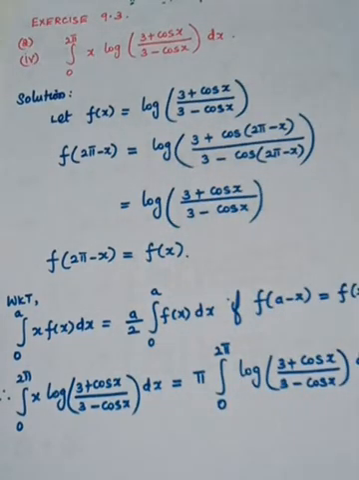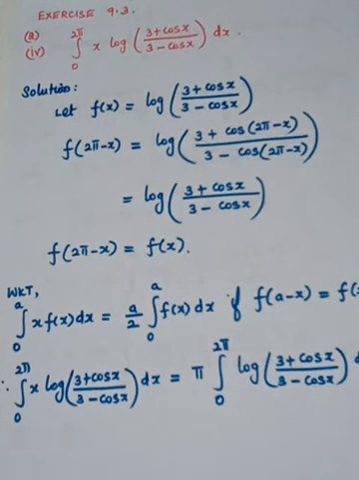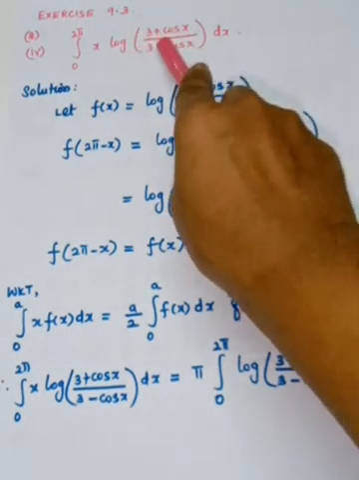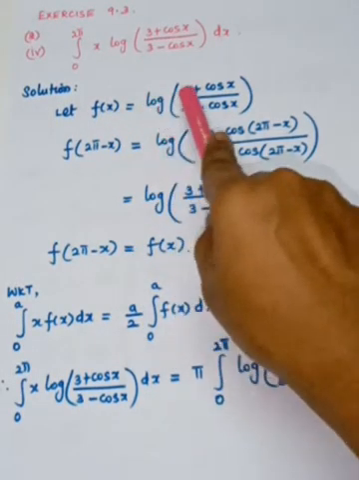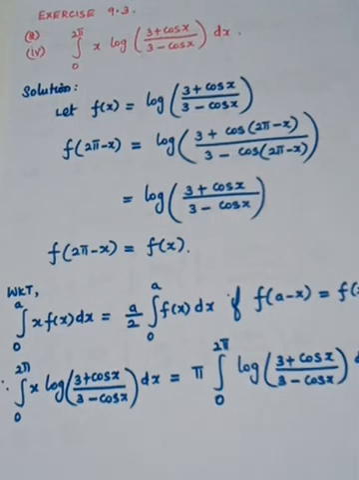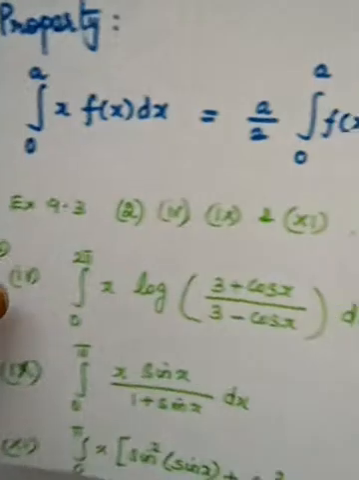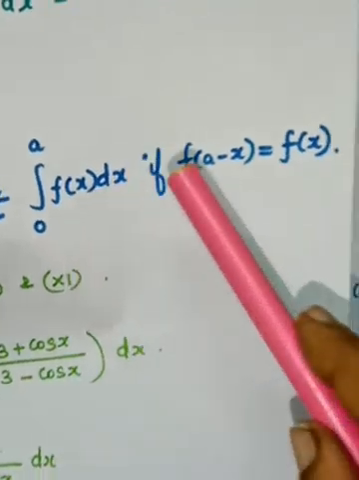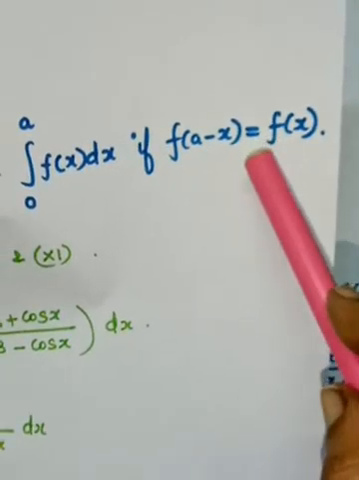Okay, I'll take the fourth subdivision of exercise 9.3, second problem. The integral 0 to 2 pi x log of (3 plus cos x) divided by (3 minus cos x) into dx. Here you will have x into f of x. So take f of x equal to log of (3 plus cos x) divided by (3 minus cos x). Again I'll say the property: integral 0 to a x into f of x dx can be written like this only when f of a minus x is equal to f of x.